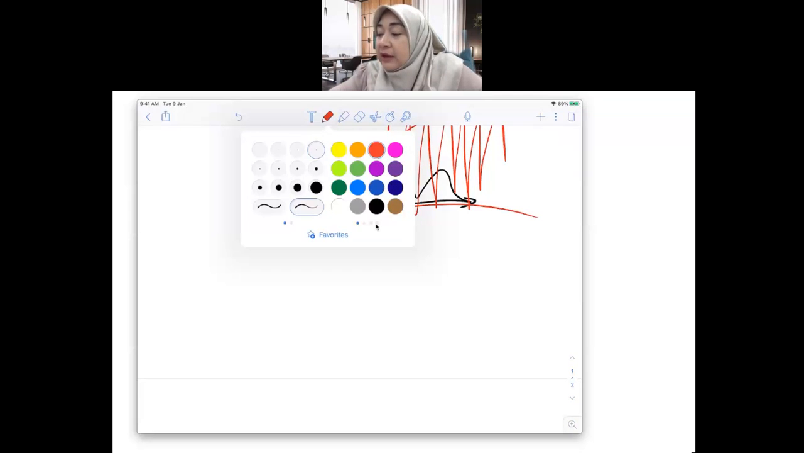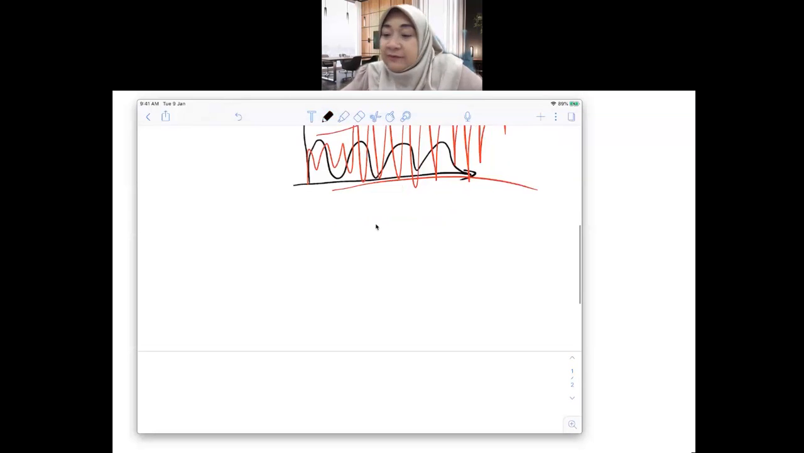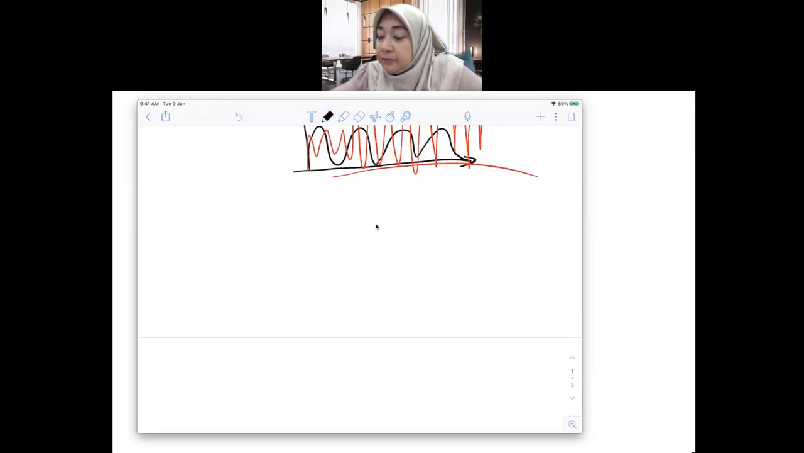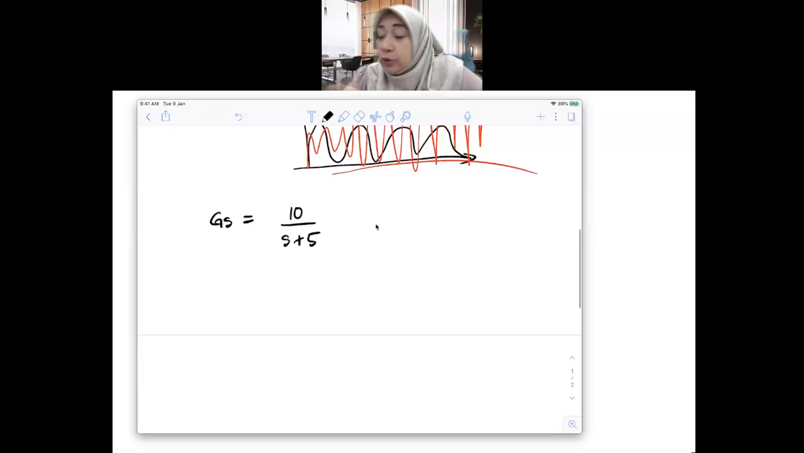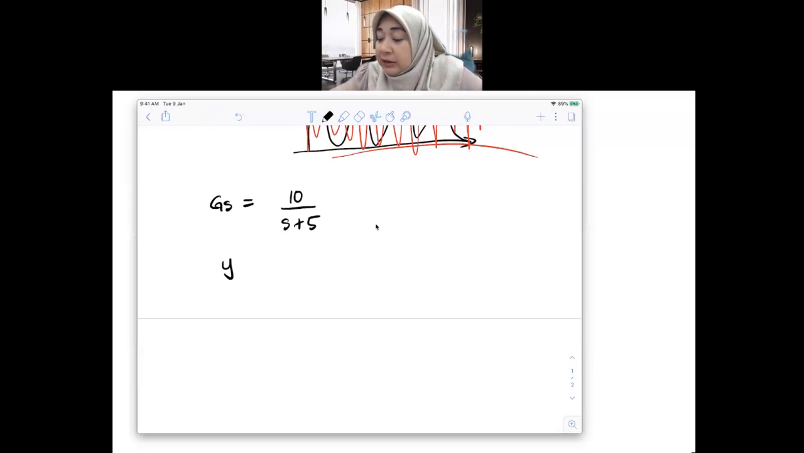But if you look into the mathematics of the system, if I have a transfer function, let's say the transfer function G(s) just now is equal to, let's say it's a first order system, 10 over s plus 5. So is this a stable system? If you want to know if the system is stable or not, you have to apply an input to the system.